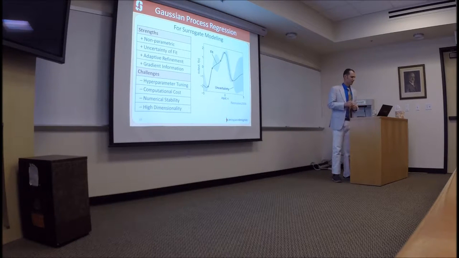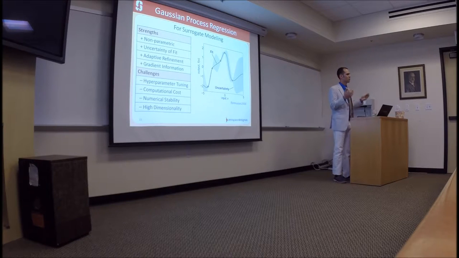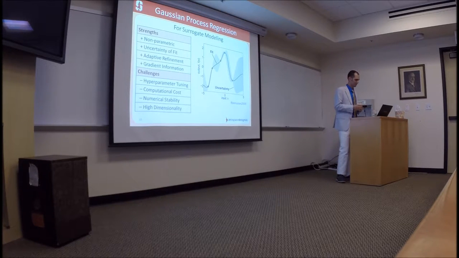First, in terms of strengths, it's a non-parametric model, which means that it makes very few assumptions about the fit and can model very general behaviors. Second, being a probabilistic model, it's able to provide not only a prediction of the function, but also an estimate of the uncertainty of the prediction at a particular location. This contributes to the third strength, in which these models can be used to construct sampling criteria that combine both the prediction and the uncertainty to efficiently refine the accuracy of the surrogate model. Finally, these models are flexible enough to include additional pieces of information, such as gradients, to improve the accuracy or the efficiency of surrogate modeling.